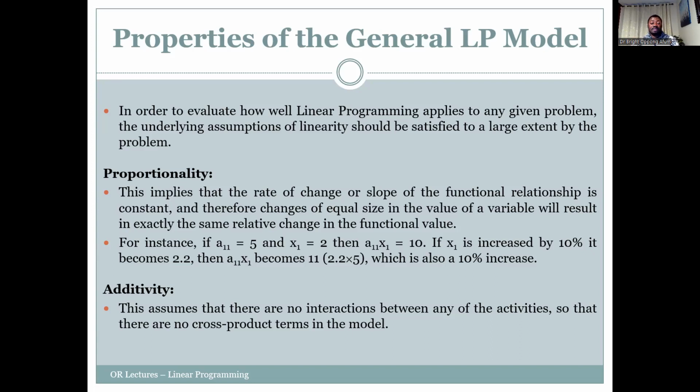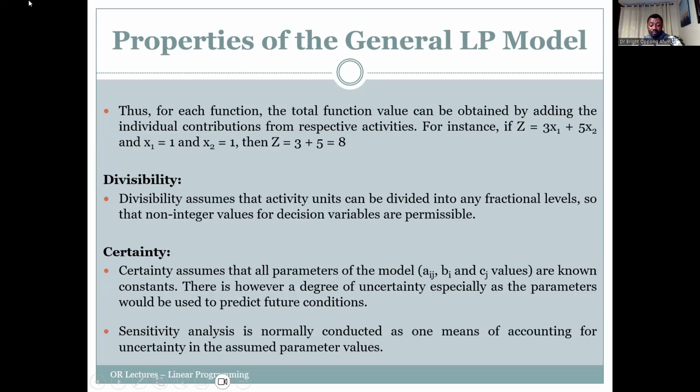So what that means is that, for instance, a total function value can be obtained by adding the individual contributions from respective activities, right? So we can say that Z is 3x1 plus 5x2, and x1 is 1, x2 is 1, and therefore Z is equal to 8. That's what it means by additivity.